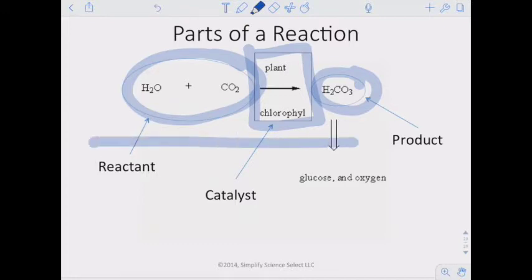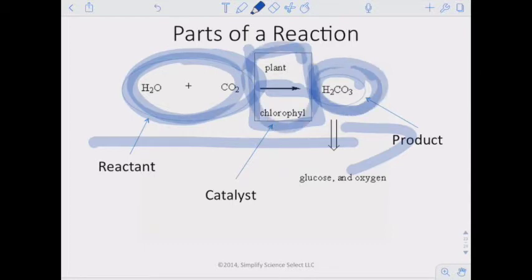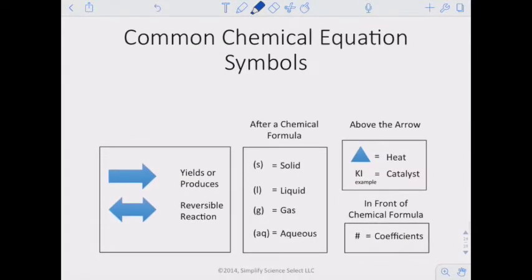So this reaction is moving forward because we see the arrow right here. Here are our reactants, here are our products, and we have our catalyst above the arrow. Other common chemical symbols that can be used: when we say produces or yields, that means the arrow. We have our reversible reaction, where we talked about those arrows. There's our solid, liquid, gas, aqueous. Catalyst, so an example of a catalyst is potassium iodide. We would write that above the arrow.